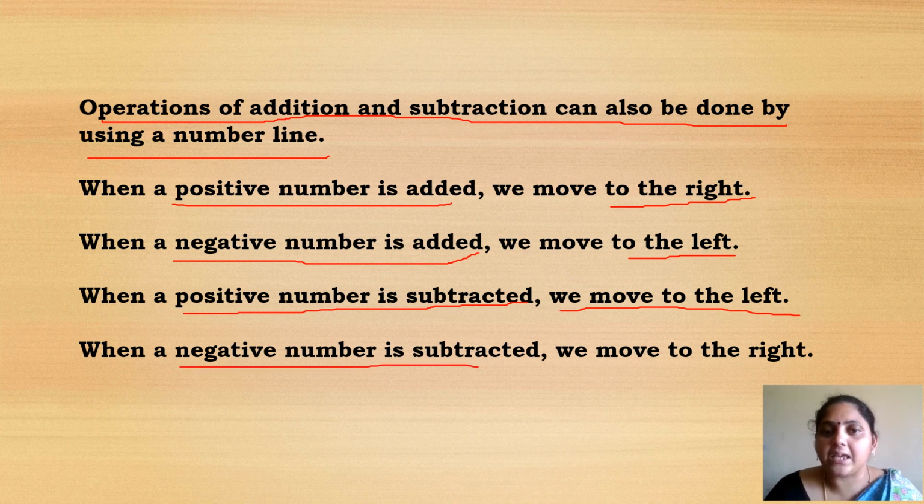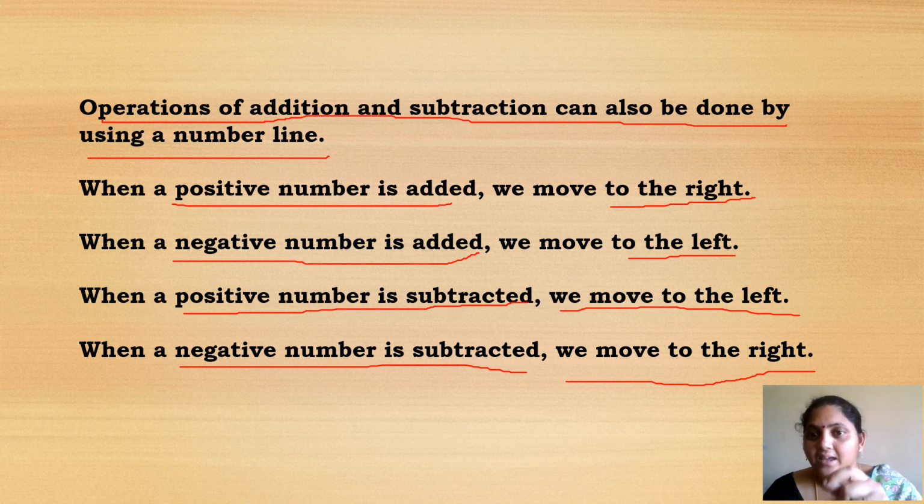When a negative number is subtracted, we move to the right. If you observe here, you are just seeing the opposite of the directions in addition and subtraction. When a positive number is added, it moves right. If it is subtracted, it is moving backward. In the same way, with negative numbers, when you add, it moves to the left side, and when you subtract, it moves to the right side.